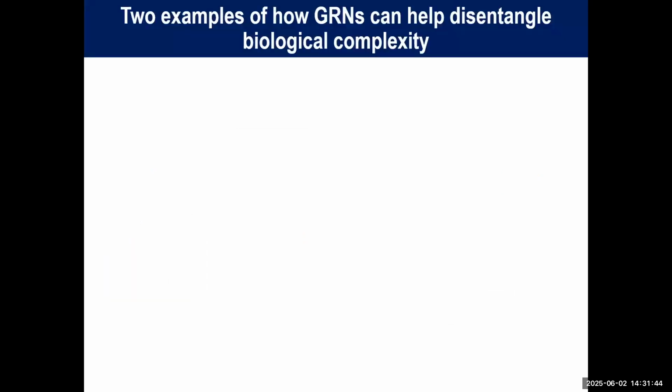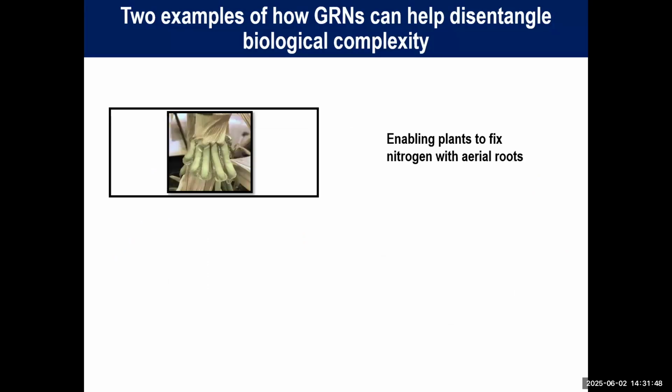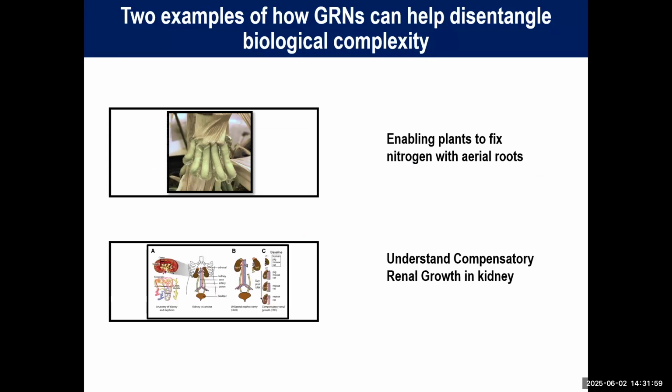Briefly, I'll be focusing on two examples of how GRNs can help us disentangle biological complexity. First is how we can enable plants to get nitrogen from the air instead of using external fertilizers. And then whether we can understand compensatory renal growth in the kidney.